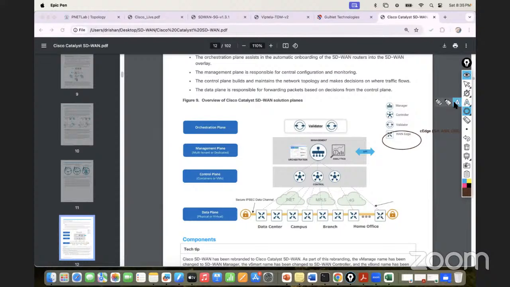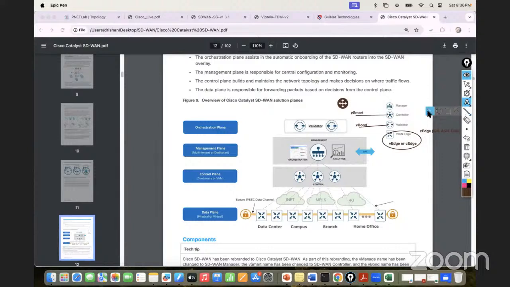So this SD-WAN router is going to be a combination, either vEdge or C-Edge. You are still going to use vEdge or C-Edge, but just the name has been changed. This Validator is nothing but your vBond, right? This Controller is something we can also call the vSmart. All right.